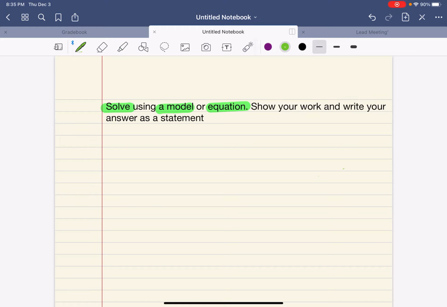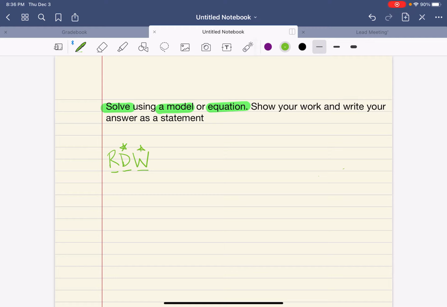Now, if it's different and it says use the RDW process, remember the R stands for read, the D stands for draw, and the W stands for write. So in that case, you do need to draw a model, okay? It can be a tape diagram, or it can be another picture that would help you solve the problem. Now, if it's a problem about an ice cream truck serving ice cream, drawing a picture of the ice cream truck is not going to help you solve the problem, okay? So be careful with what you're drawing.